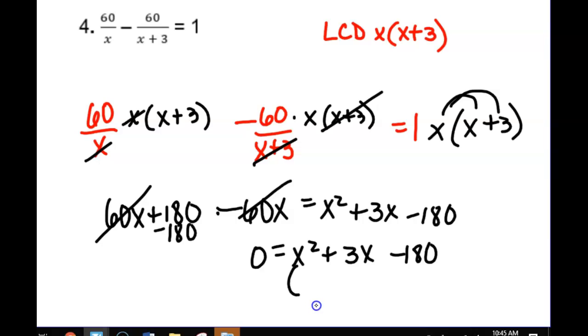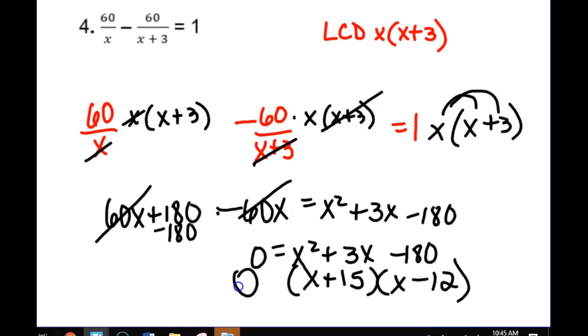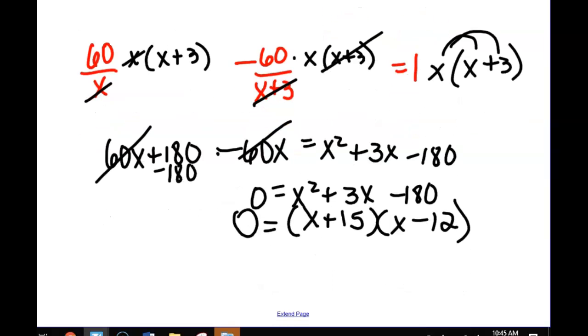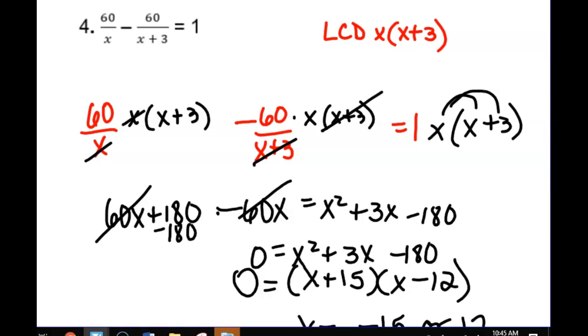I don't know. 20 and 9 doesn't work. 12 and 15? Somebody try 12 and 15. I think that's it. So plus 15 and minus 12. That would have taken a little trial and error. All right. So we get x equals what? Okay. Either one of those go away? What are the restrictions? X can't be 0 or negative 3. Otherwise, these should work, okay?